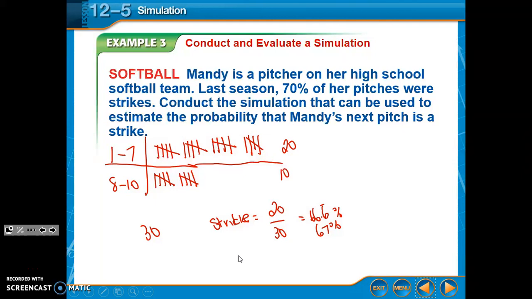And then for non-strikes, it was 10 out of 30, or 1/3, which is 33.3 repeating. So we can say that's about 33%. Okay, so that's about right. So the probability using this simulation was about a 67% chance that her next throw is going to be a strike. And that's the difference between experimental and theoretical probability.